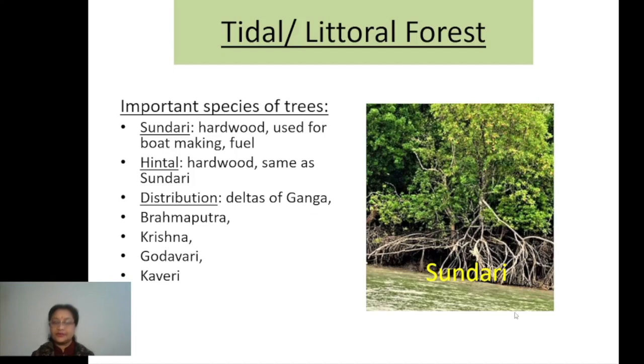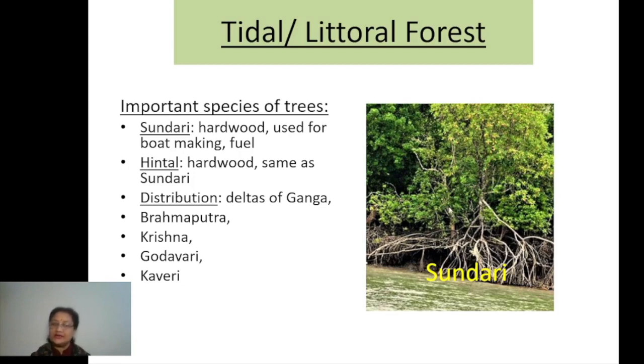You can see here a picture of the Sundari tree. The Sundari trees are basically found in large number in that area, and since that time it is called Sundar Van. In Bengali it is called Sundarban, and since that time it has got its name as Sundarban Delta. So basically the most important tree which is found there is the Sundari tree. Clear now? So Sundari tree is one of the important species which are found there.